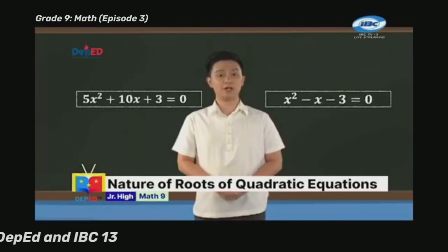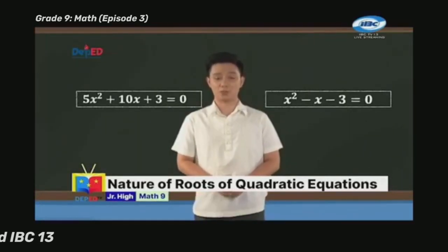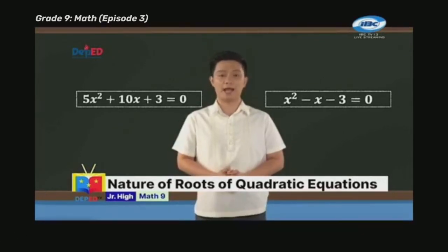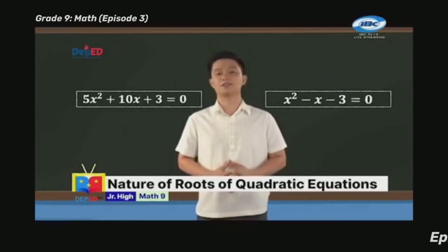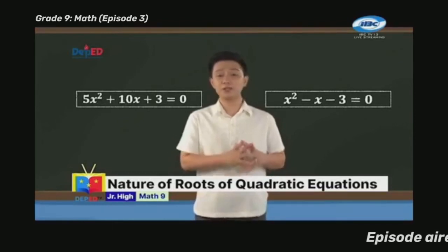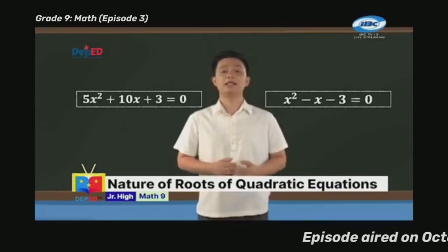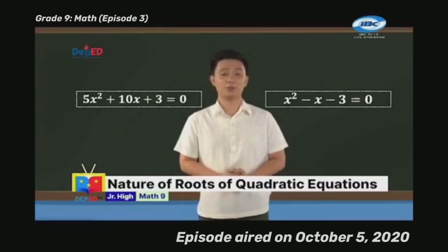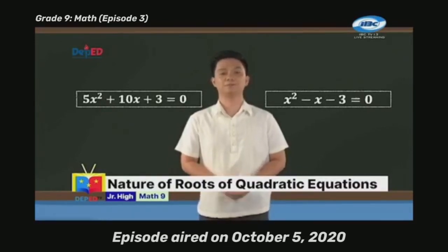We proceed to the third pair. 5x squared plus 10x plus 3 equals 0, and x squared minus x minus 3 equals 0. This pair shall introduce us to a different case of discriminant root relationship. Let's solve the equation 5x squared plus 10x plus 3 equals 0 first.